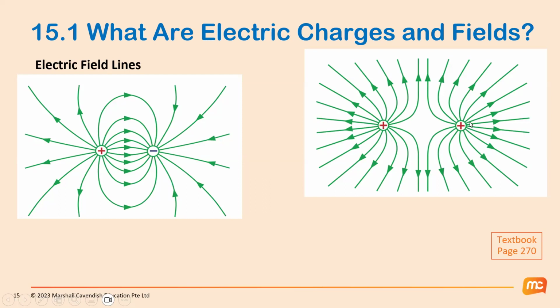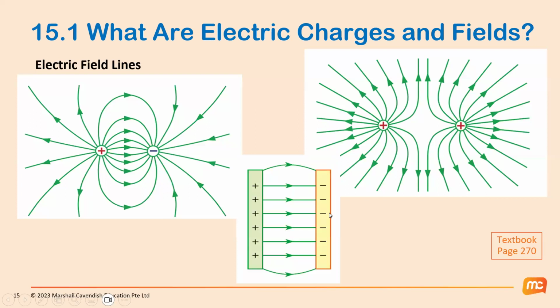Okay, and then when you have two positive charges, they will be repelling each other. So your electric field lines look like this. In the center over here, there are no electric field lines, which means there's no electric field. They will repel each other such that in the center part, there is no field at all. If you put a charge here, it will not experience any force because there's no electric field.